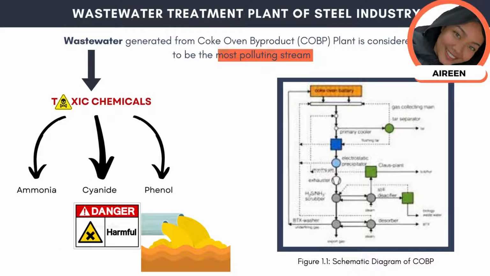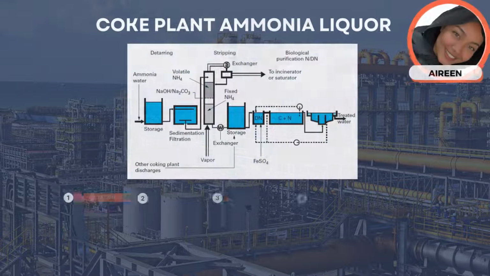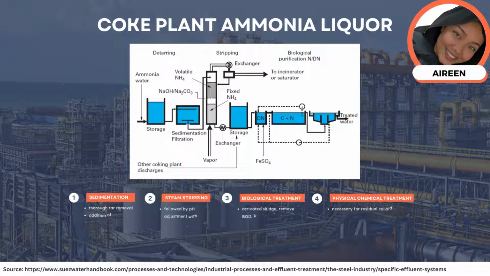In an integrated iron and steel industry, IISI, wastewater generated from the coke oven byproduct (COBP) plant is considered to be the most polluting stream. This wastewater contains toxic chemicals like phenol, cyanide, and ammonia, which are harmful to the receiving water bodies when discharged untreated. The coke oven byproduct plant, COBP plant, is an integral part of the byproduct coke making process. In the process of converting coal into coke using the byproduct coke oven, the volatile matter in the coal is vaporized and driven off. This is coke plant ammonia liquor, which is the treatment of ammonia produced by the COBP plant.